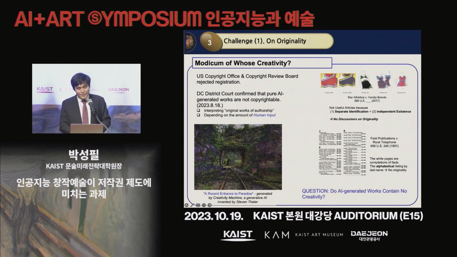Like, what do you think? So the modicum of creativity is not a hard issue for ordinary copyrightability discussions when it comes to human creation. But when we talk about artificial intelligence and its works, then the courts and government offices, and also many scholars, feel reluctant to say that it has a certain level of originality. So, what do you think? Okay.